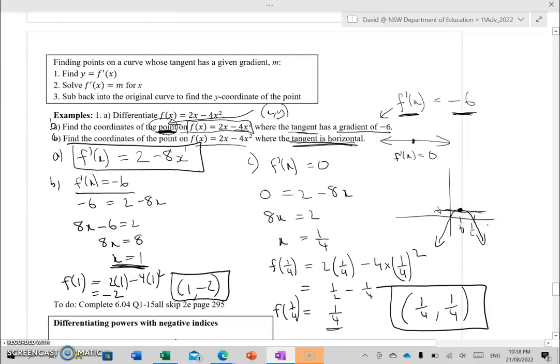All right, what I'd like you to do, work on 604, questions 1 to 15 all, but skip 2e because it's a bit nasty to expand, but do all the rest of the questions, okay? All right.